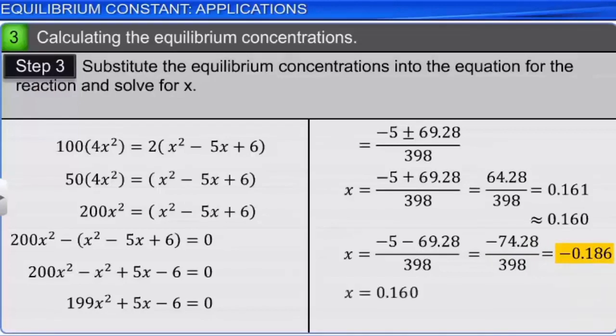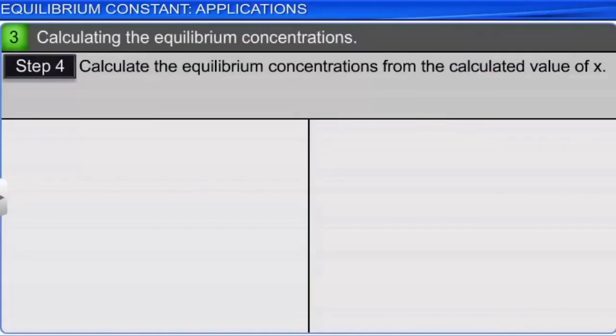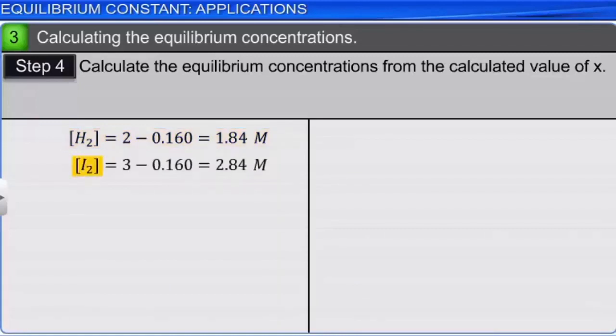The fourth step is to calculate the equilibrium concentrations from the value of x. The initial number of moles of hydrogen is 2. Hence, at equilibrium, the concentration of hydrogen will be 2 minus 0.160. This is equal to 1.84 moles per liter. In the case of iodine, the initial number of moles were 3, and hence, the equilibrium concentration would be 3 minus 0.160. This is equal to 2.84 moles per liter. And finally, the equilibrium concentration of hydrogen iodide will be equal to 2 multiplied by 0.160. This is equal to 0.32 moles per liter.